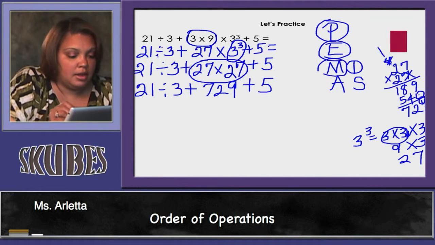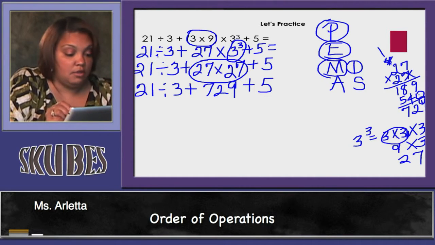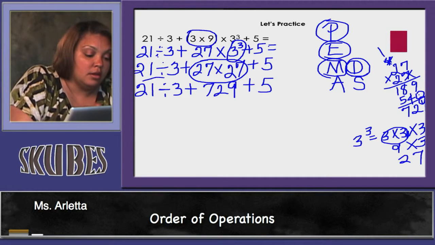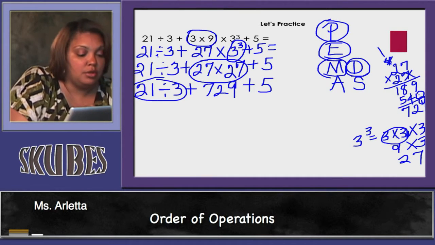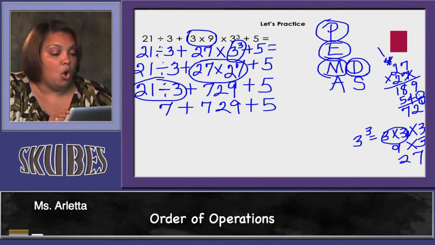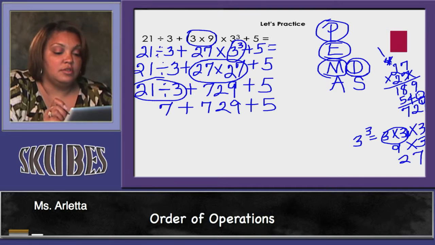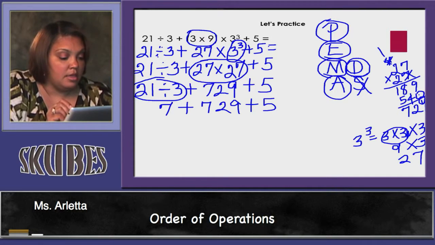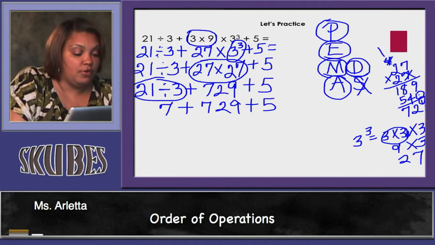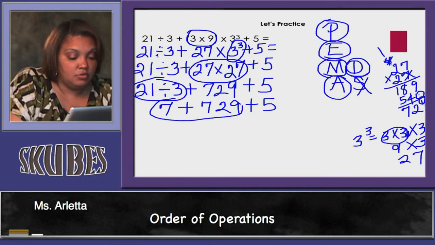We've multiplied. Now the D stands for division, so we need to divide. 21 divided by 3, that gives us 7, plus 729, plus the 5. All we have left now is an addition symbol. We don't see any subtraction. I can cross that out and circle my A here. Do we go left to right? Always. Yes, so the first one we would do is 7 plus 729.